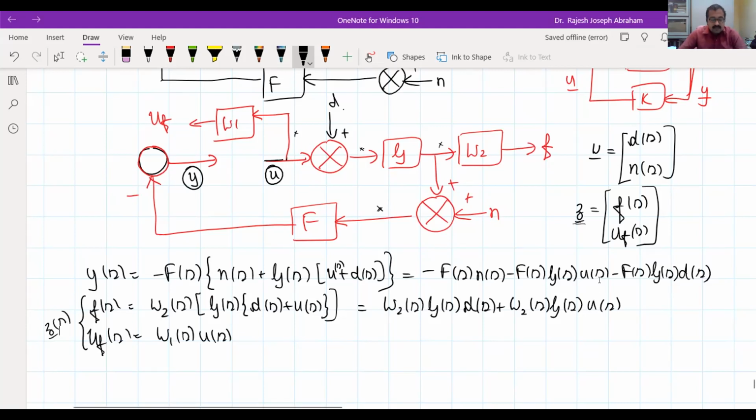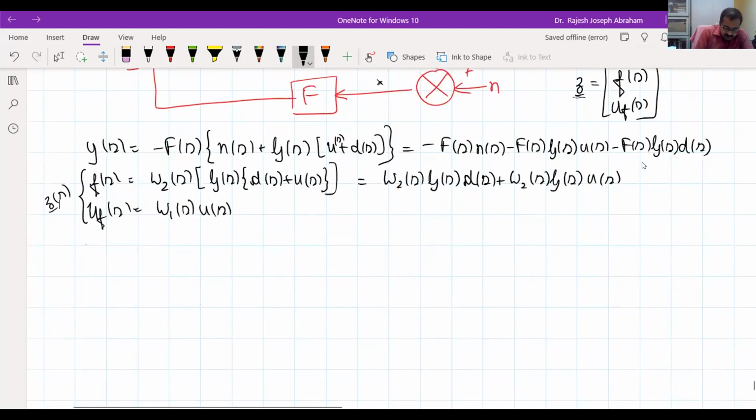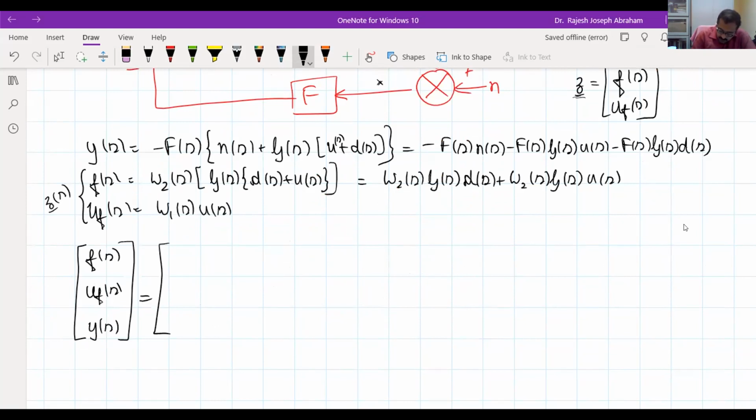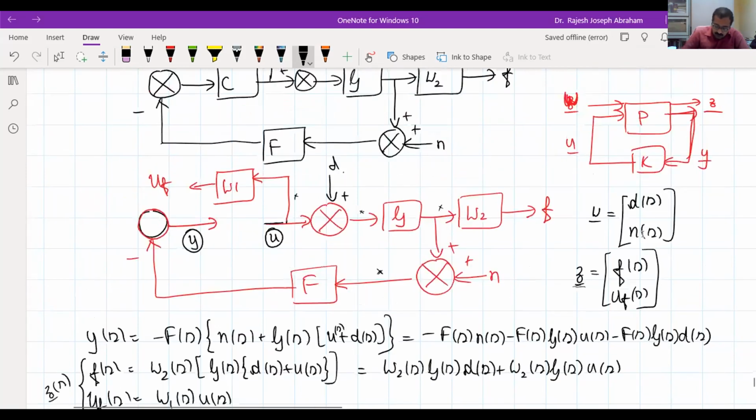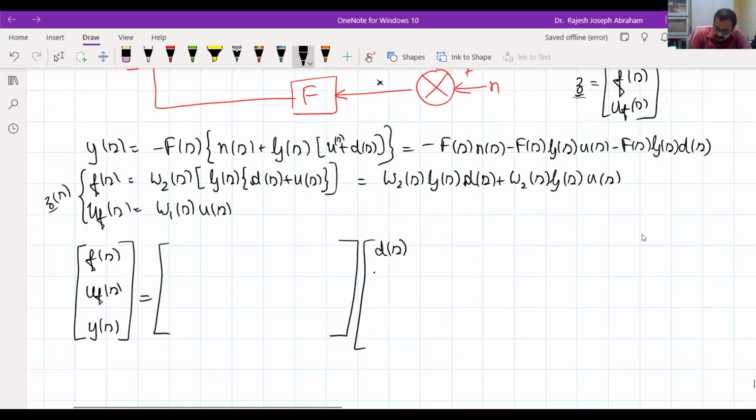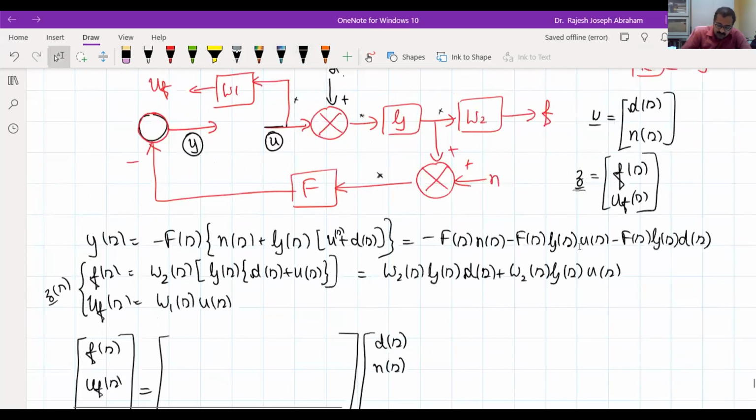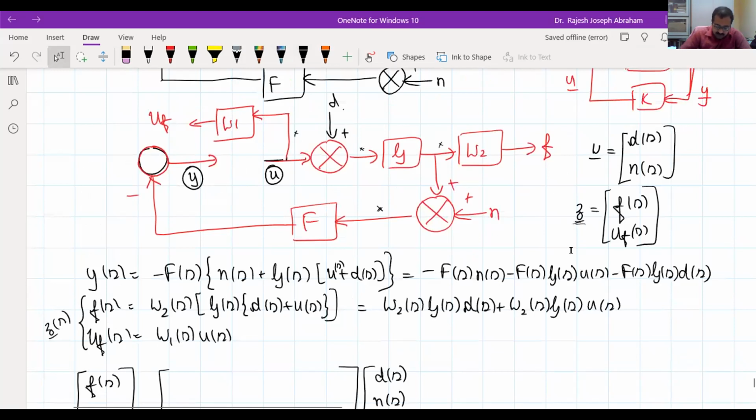Okay. What next? Arrange it in matrix form. That's it. So let us write it. So first is F(s), then UF(s), and then we have Y(s) equal to something into Z(s), into W(s). What is W here? W means D(s), N(s). Okay, so D(s), N(s). And what is U(s) here? U(s) is nothing but the signal. Okay, U(s).